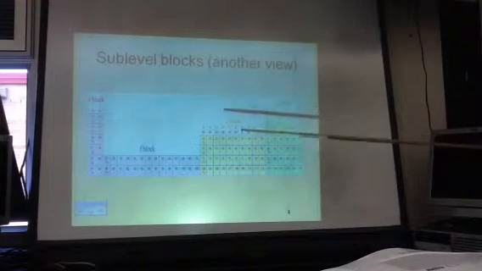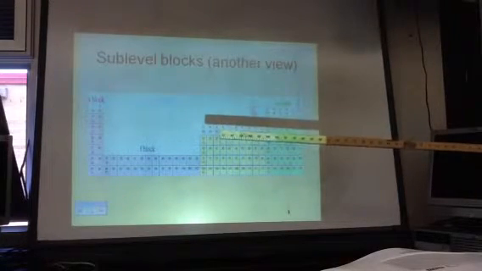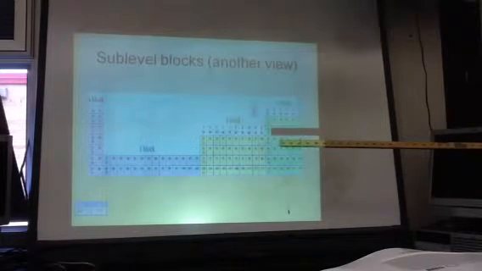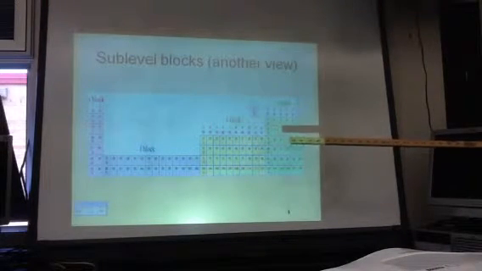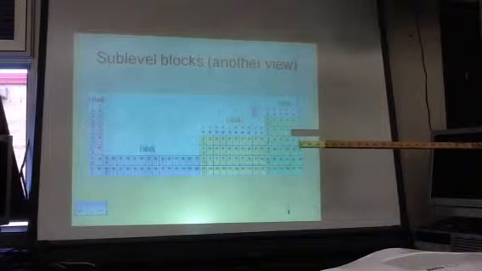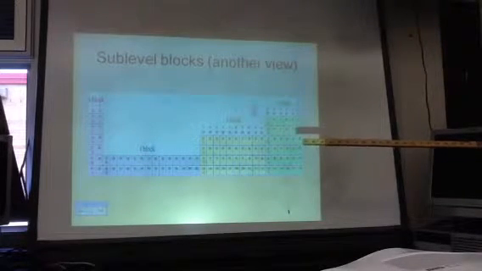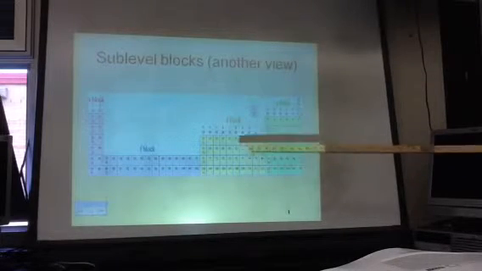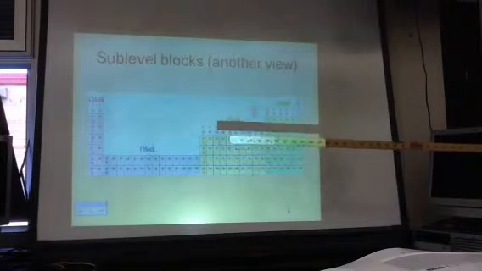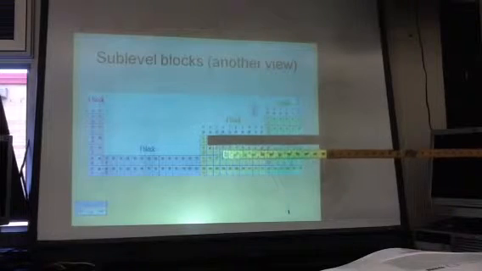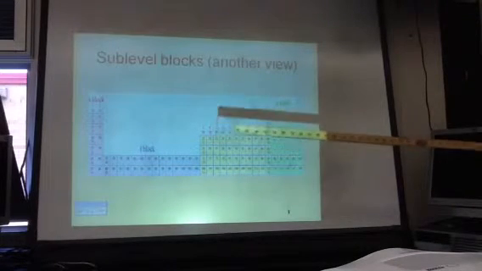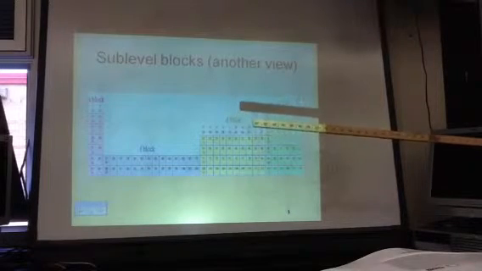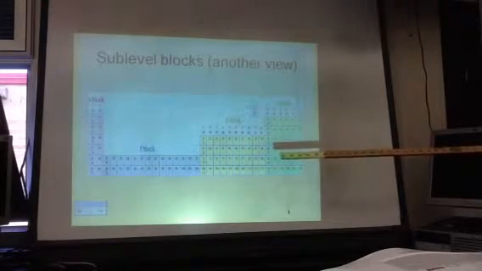We go back over. I can't quite reach, but 3s1, 3s2. 3p1, 3p2, 3p3, 3p4, 3p5, 3p6. We go back over to 4s1, 4s2. Then we fill 3d. How many elements do you think there are across a row of the D block?